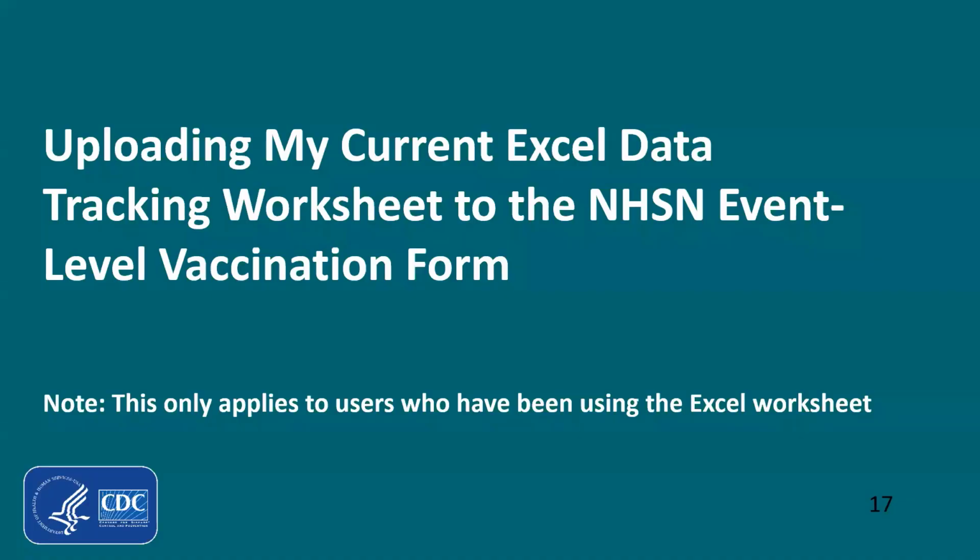Next, we will review how to transition your current Excel data tracking worksheet to the NHSN event-level vaccination forms. Please note that this only applies to users who have been using the Excel worksheet. The next section will include data on the Excel data tracking worksheet and the NHSN event-level vaccination forms. Text references on the slides for the Excel worksheet are indicated in brown, and references to the NHSN event-level form are indicated in green.